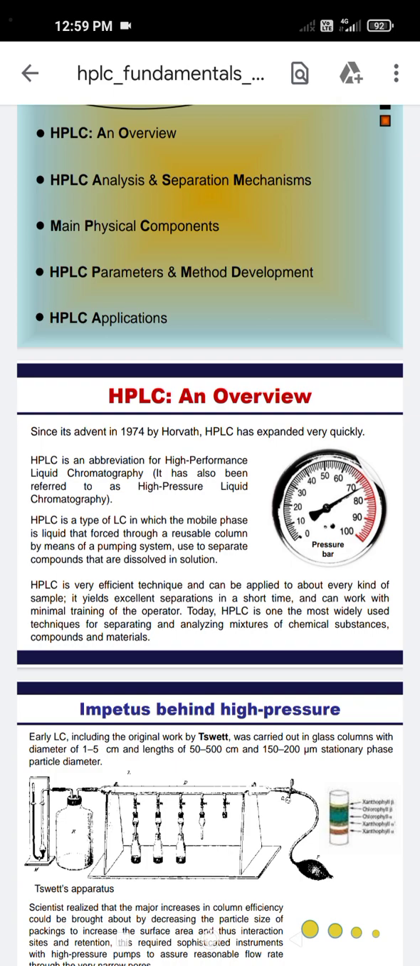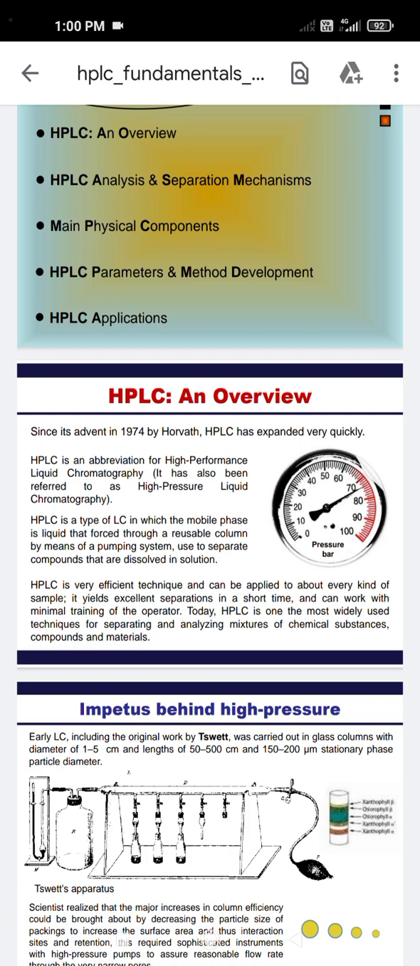HPLC, it is nothing but what? High performance liquid chromatography. It is one type of chromatography and it is called high performance liquid chromatography. It was first discovered by Horvath in the year 1974, and HPLC has expanded very quickly. HPLC is an abbreviation for high performance liquid chromatography. It has also been referred to as high pressure liquid chromatography.